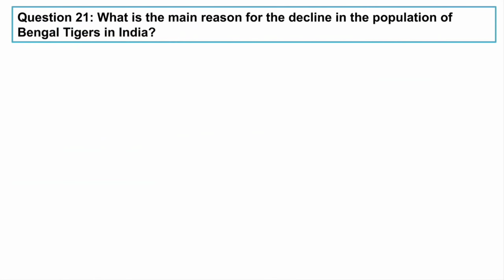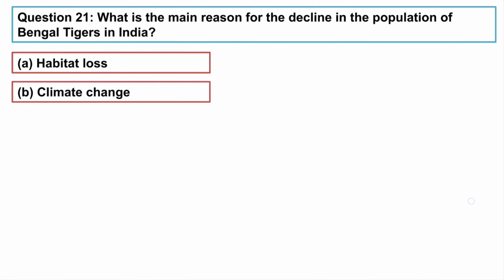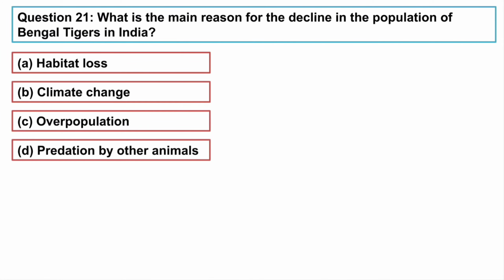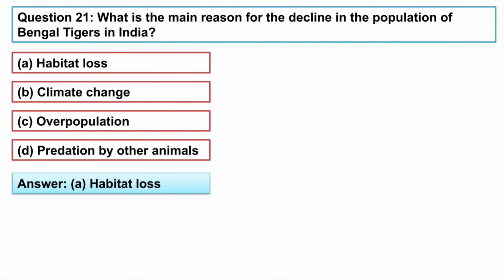Okay. What is the main reason for the decline in the population of Bengal tigers in India? Let us see: habitat loss, climate change, overpopulation, or predation by other animals. So what is the main reason here? The main reason is habitat loss.